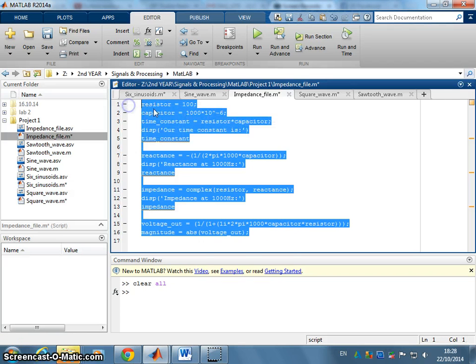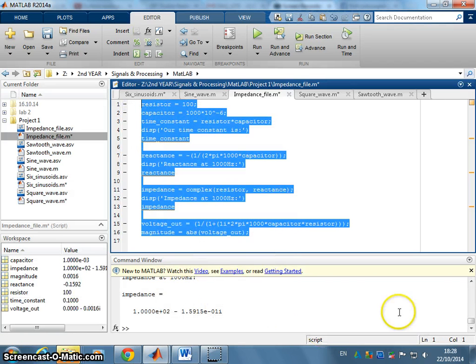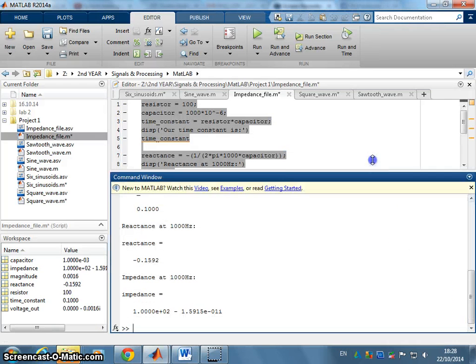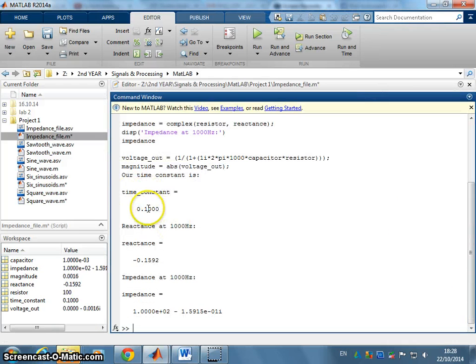So I'm just going to run that first, and there we go. We have a bunch of different values. First, time constant being just a product of the resistor by capacitor, which is 0.1. Reactance at 1000 Hertz being a minus value, because the reactance with capacitors always acts along the negative J-axis. The impedance at 1000 Hertz is given as the complex number.